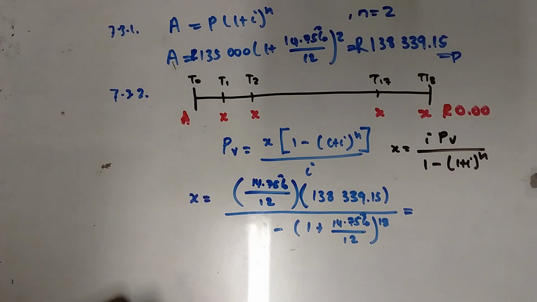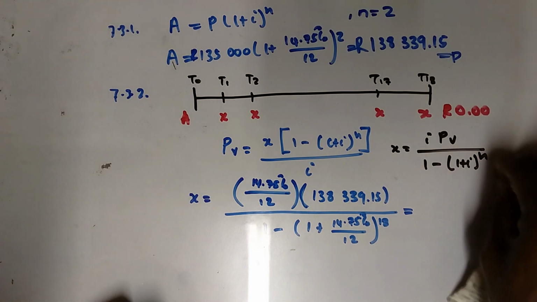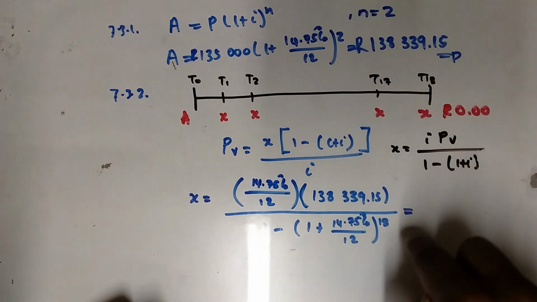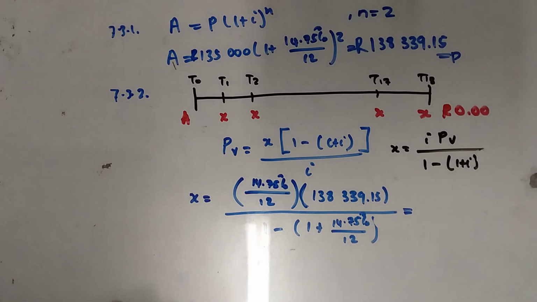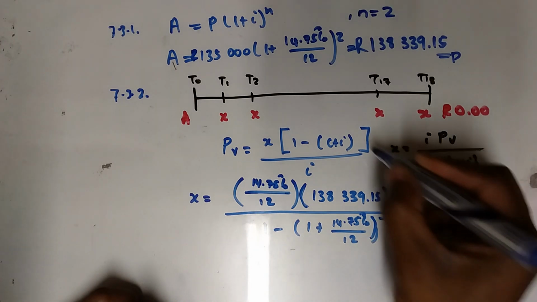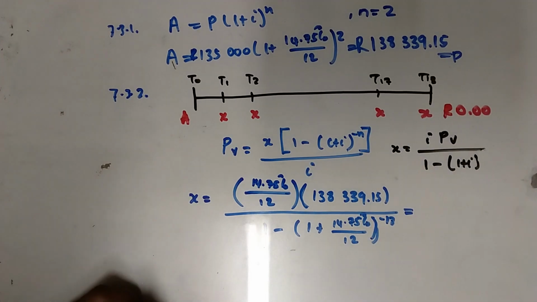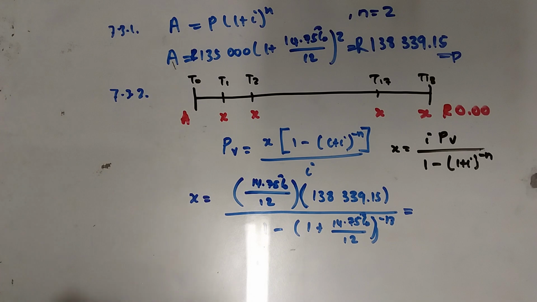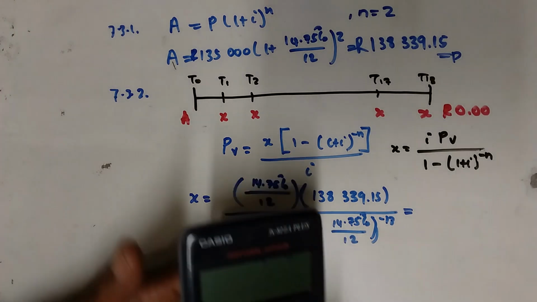I nearly made a terrible mistake, guys. Our n should always be negative. Negative n here, and here I should have negative n. I nearly made a terrible mistake, guys. That was going to kill everything.